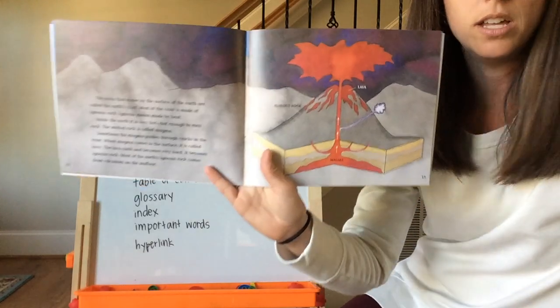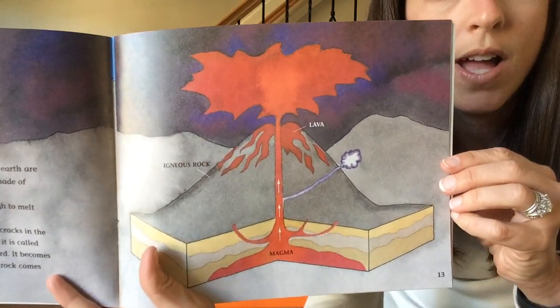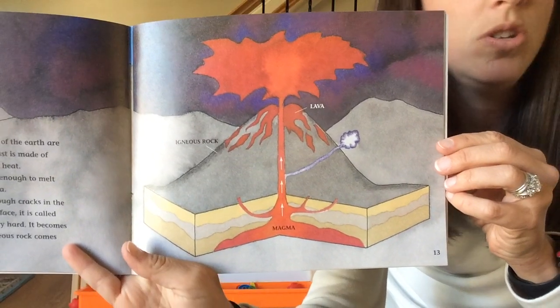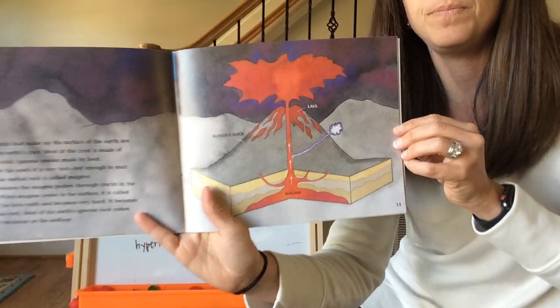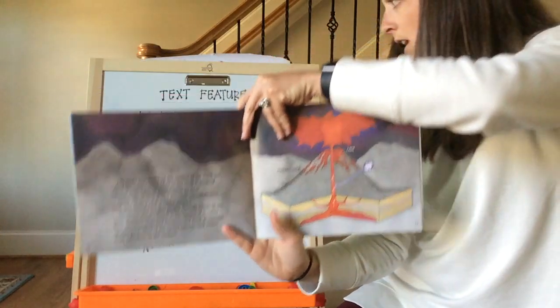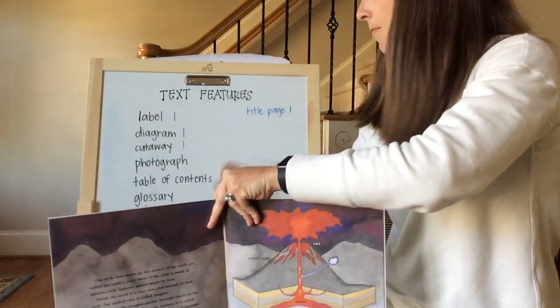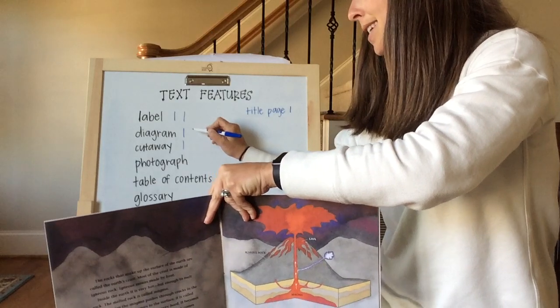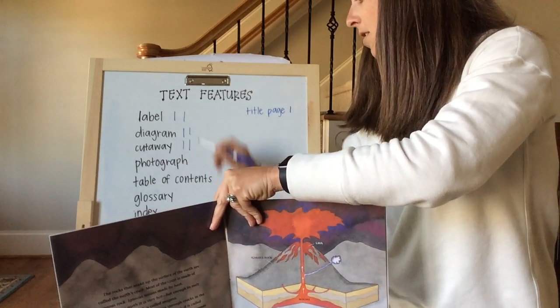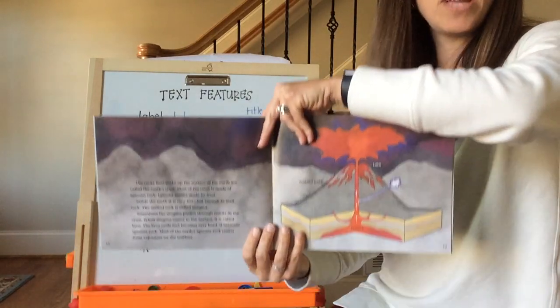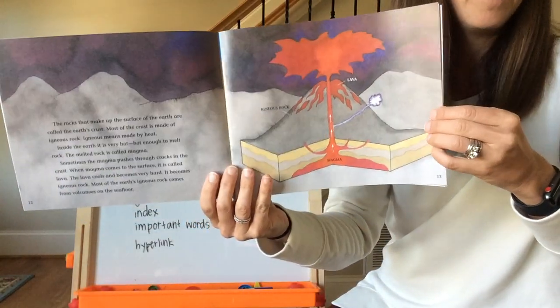So take a look at this. What text features do you see? I see a label, I see another diagram, and I see a cutaway. They're cutting inside of the volcano to let me see the inside.